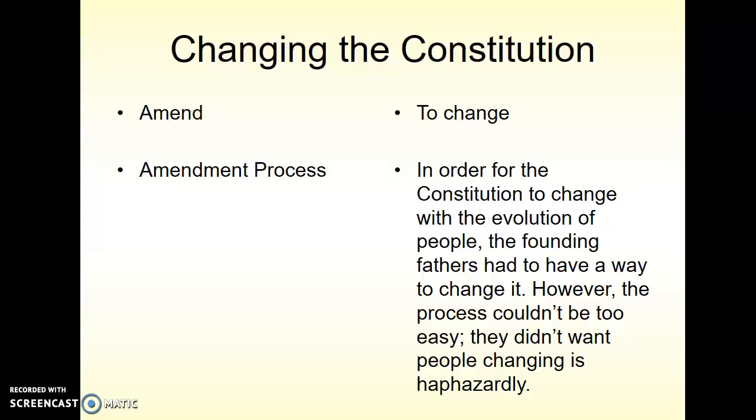Changing the Constitution. We've discussed this already. The amendment process is changing the Constitution in order for the Constitution to continue to be a living document. We've discussed the amendment process, so you don't have to write this down. It's just a review. In order for the Constitution to change with the evolution of people, the founding fathers had to have a way to change it. However, the process couldn't be too easy, and they didn't want people changing it haphazardly.